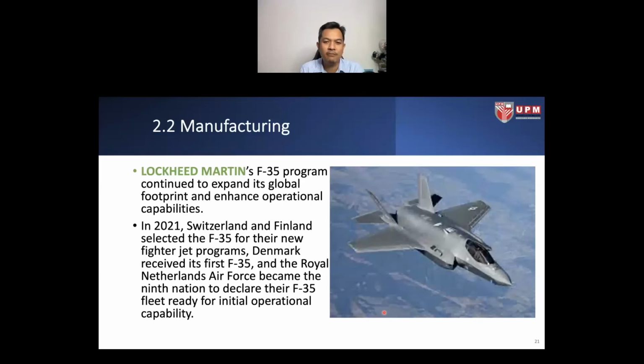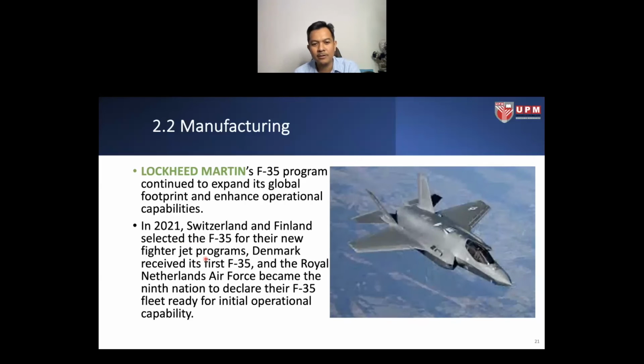This is for the defense industry, where the production of the F-35 program is continuing to expand its global footprint and enhance operational capabilities. In year 2021, we already heard that Switzerland and Finland had decided to buy the F-35 for their new fighter jet program, right?